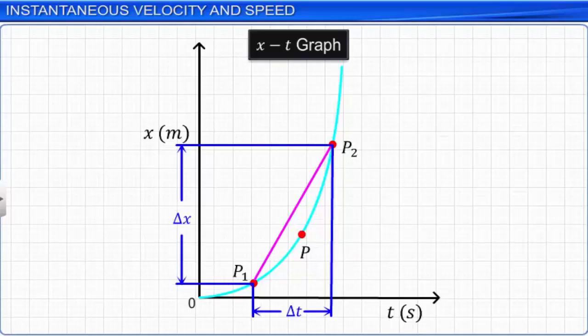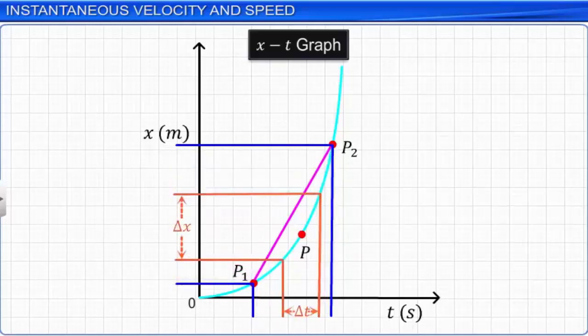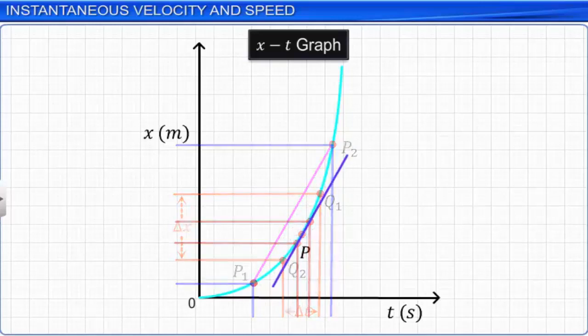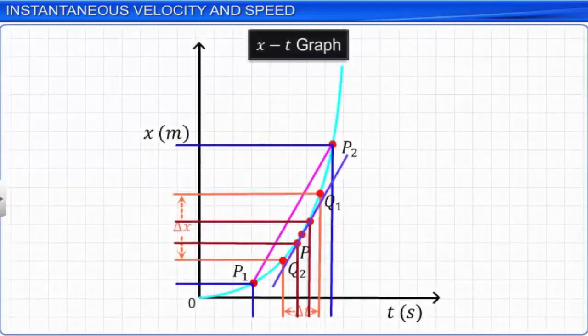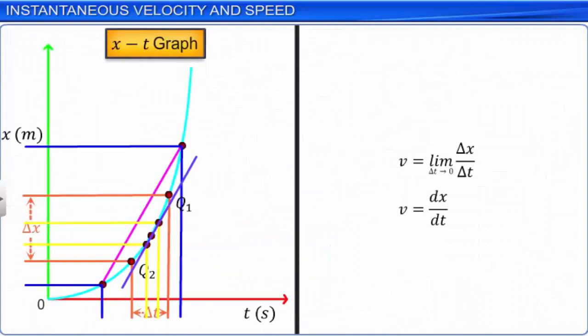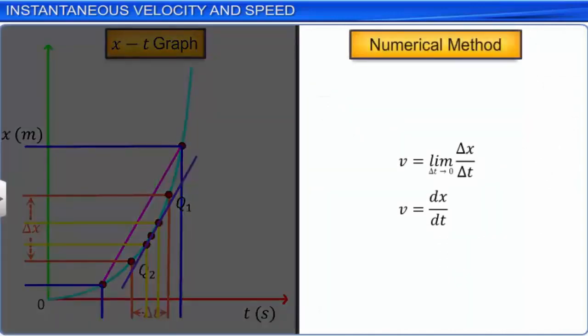When delta T is reduced, we get lines Q1, Q2, etc. On further decreasing the value of delta T, we finally get one line, which is the tangent to the curve at point P. The slope of this tangent represents the instantaneous velocity at point P. Slope is represented by tan theta as shown in the graph. This graphical method of finding the instantaneous velocity at any point is cumbersome. Therefore, we generally use the numerical method using calculus for finding the instantaneous velocity at any point. Let's solve a problem using this numerical method.